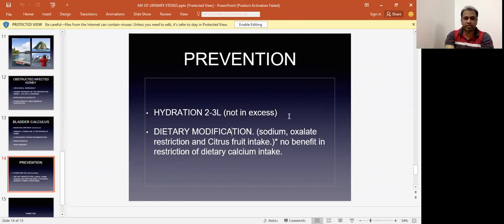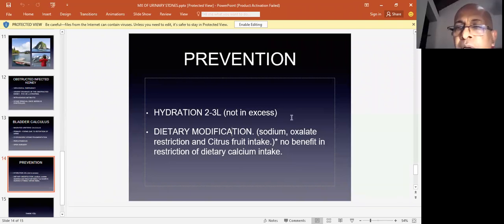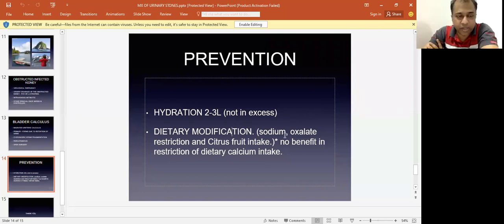There's a question in the chat coming up asking whether we should routinely put a JJ stent following ESWL. Sorry, you broke up. I didn't hear the question. Right. Okay. So there's a question being asked about ESWL, whether we should put a JJ stent routinely after each and every ESWL.